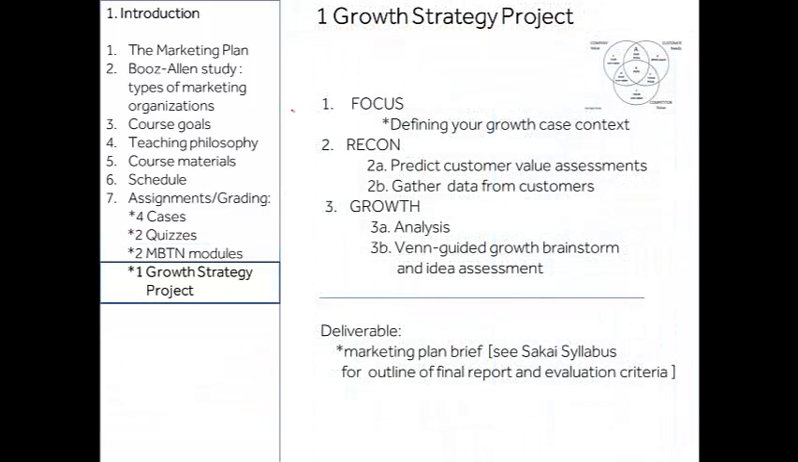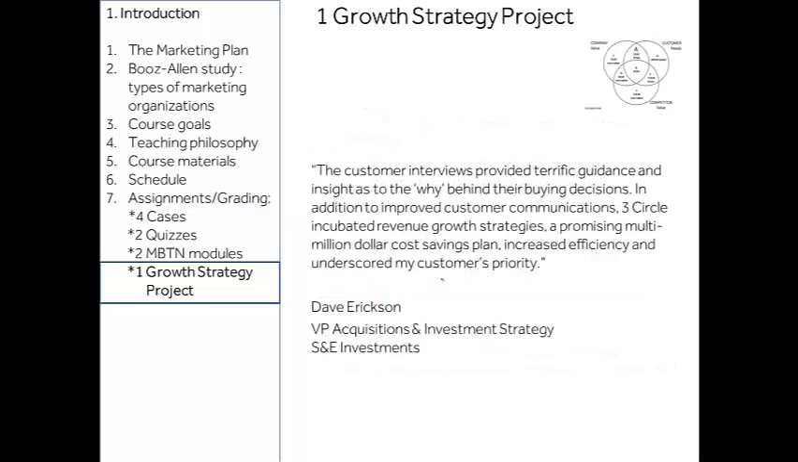That leaves the Growth Strategy Project, which involves defining a context for you personally, for your organization, for the charity you work with, for your church, whatever it might be, to establish a growth case and develop a growth strategy. Recon is about data collection. It's about prediction and data collection, and growth is about generating a growth strategy in a very structured way. The deliverable for this project is well described in the syllabus. I'd call it a marketing plan brief, probably 10, 15, maybe a little bit more pages. The outline and the evaluation criteria are in the Sakai syllabus. Much more on this later.